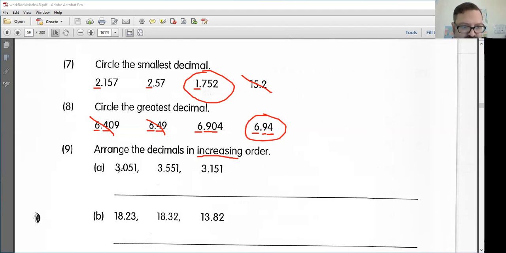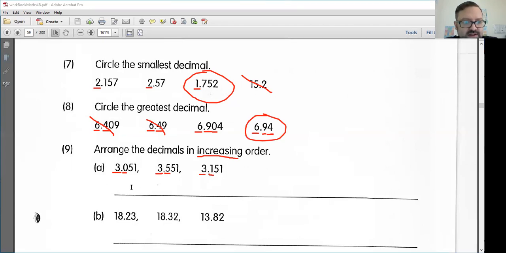I have 3.051. Once again, I'm starting on the left in the ones place. So I have 3 ones, 3 ones, 3 ones. That doesn't tell me anything. Let's move on to the tenths place, 0/10, 5/10, 1/10. All right, this tells me everything I need to know.